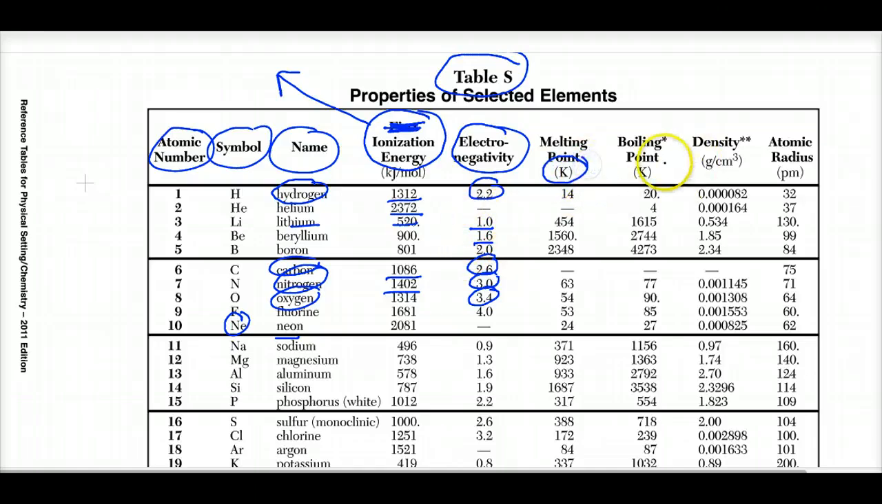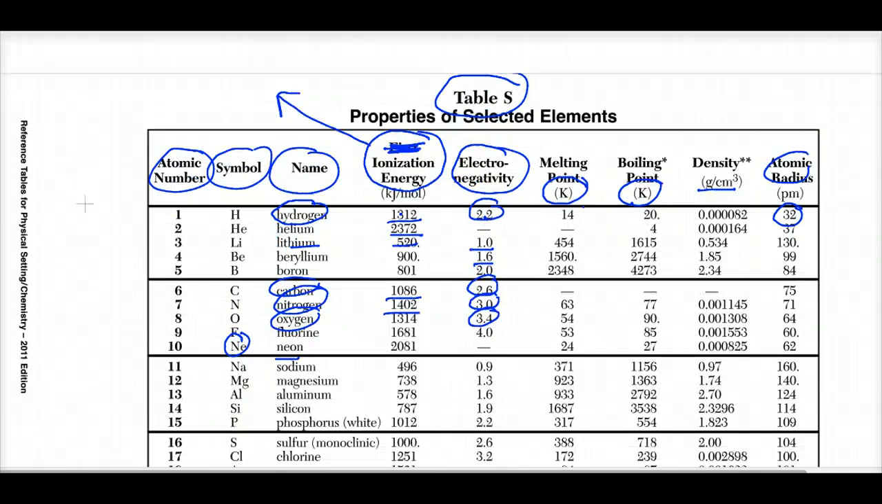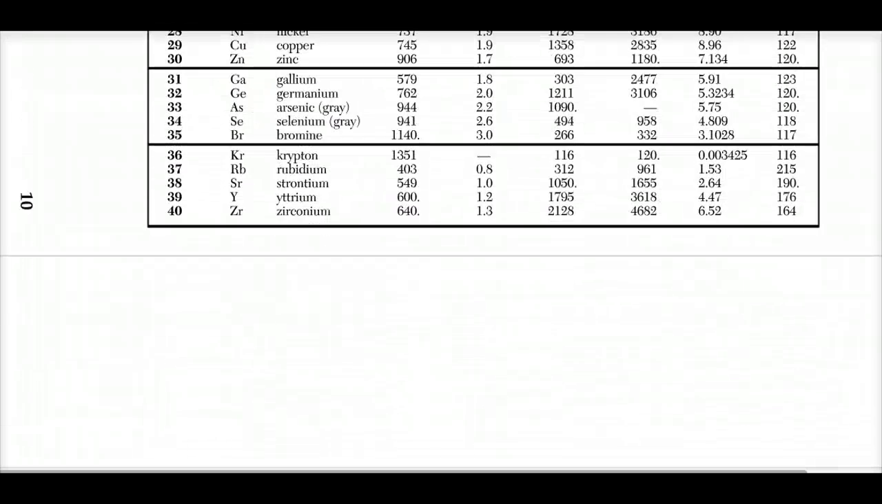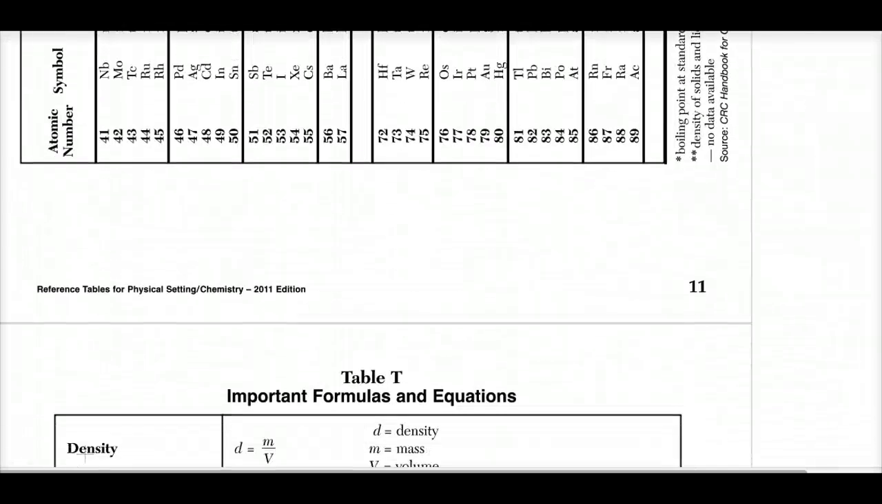Melting points are listed. Be careful, they're in Kelvin. Boiling points are listed for the elements. Be careful, they're in Kelvin. Density and atomic radius are listed. Knowing the smaller atoms are going to have the higher electronegativity and the higher ionization energy, those are the trends. So information specifically about elements is given in Table S. Be sure to utilize that correctly.